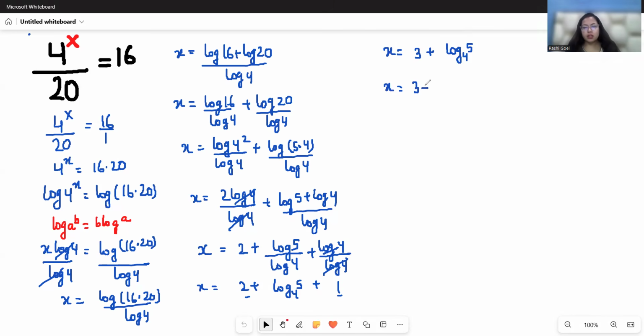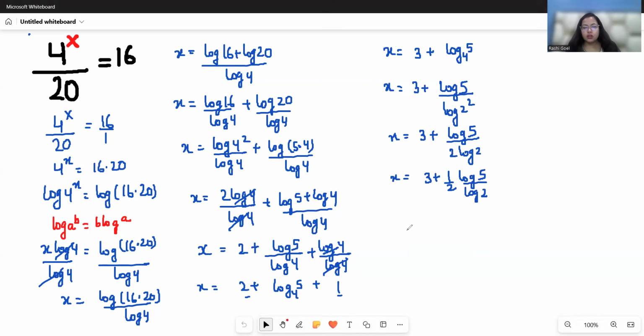Or we can write this log 4 as log 2 square. So x equals 3 plus log 5 by log 4, and 2 square is 2 log 2. So x equals 3 plus 1 by 2 log 5 by log 2. So x equals 3 plus 1 by 2 log 5 with base 2.